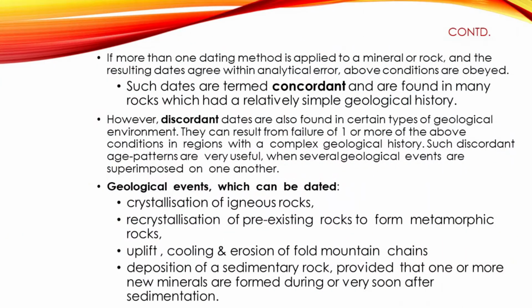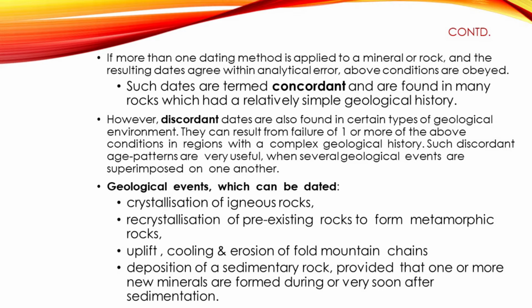They can result from the failure of one or more of the above conditions in regions with a more complex geological history. Such discordant age patterns can be extremely useful when several geological events have been superimposed on one another in a single area. The various geological events which can be dated are: number 1, crystallization of igneous rocks from a magma. Second, recrystallization of pre-existing rocks of any type to form metamorphic rocks. Third, the uplift, cooling and erosion of fold mountain chains.